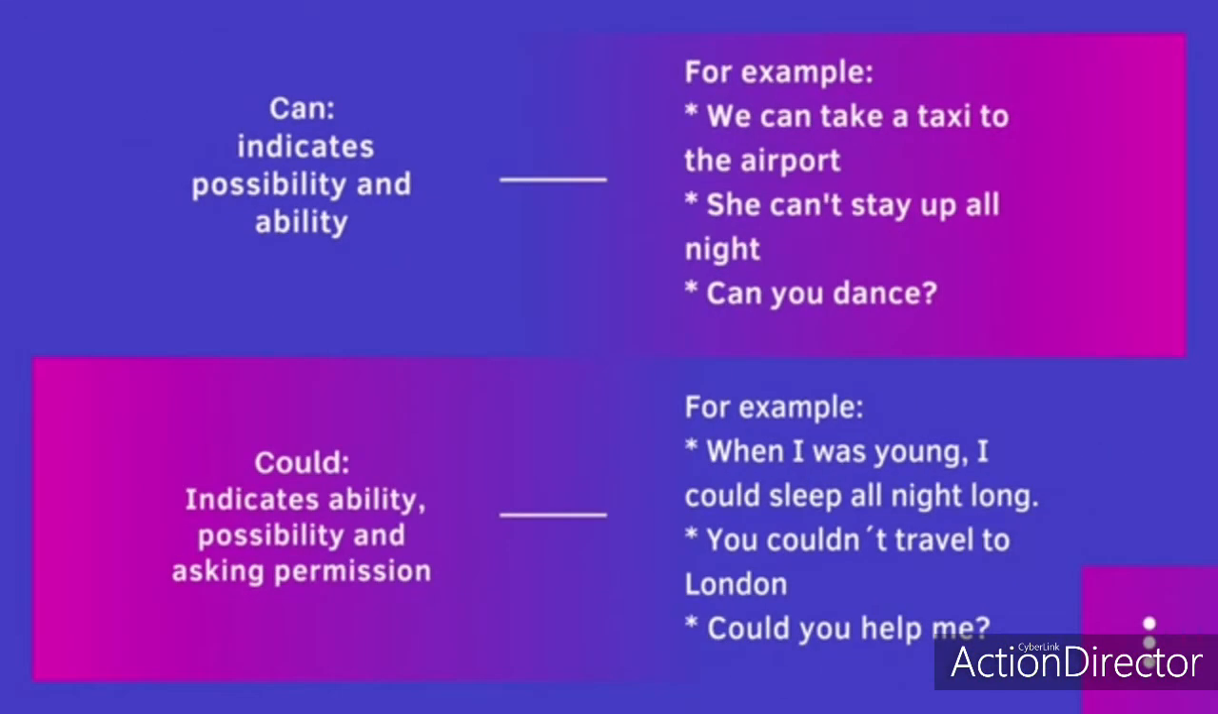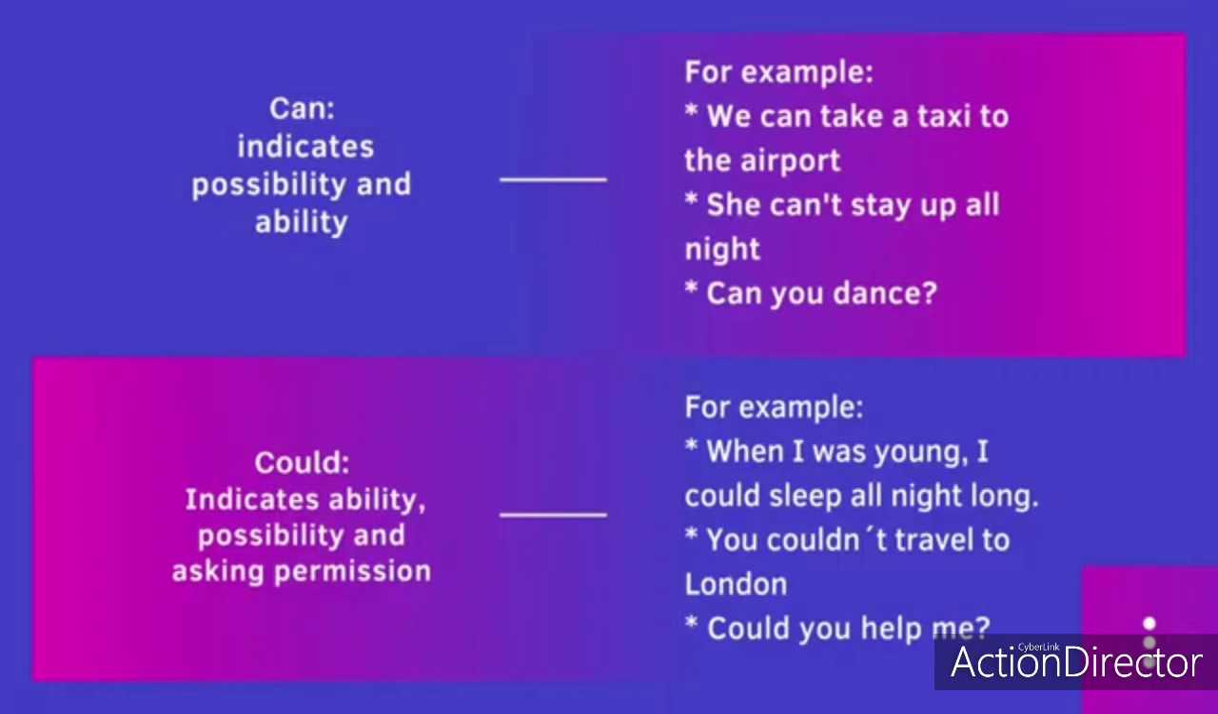Can means that something is possible, possibility, or that someone is capable of doing something, ability. This verb is always used together with a main verb in its infinitive form. For example, we can take a taxi to the airport. Indicates possibility. She can't stay up all night. Indicates possibility. Can you dance? Indicates ability.